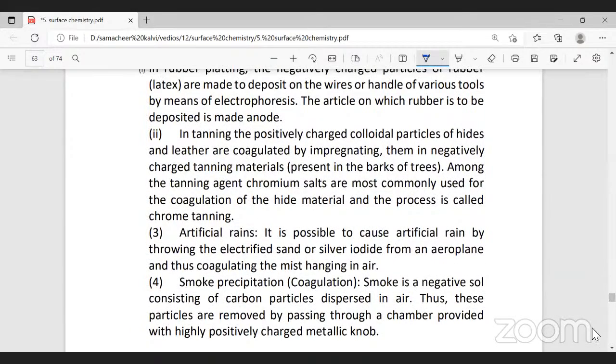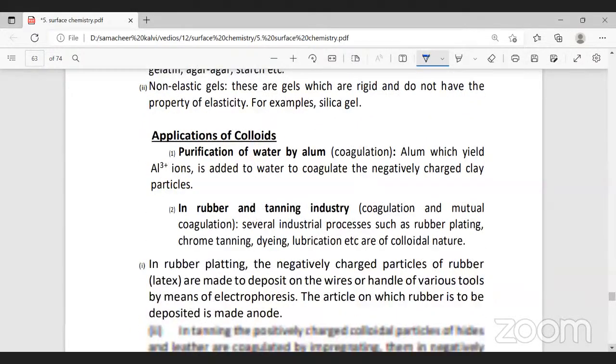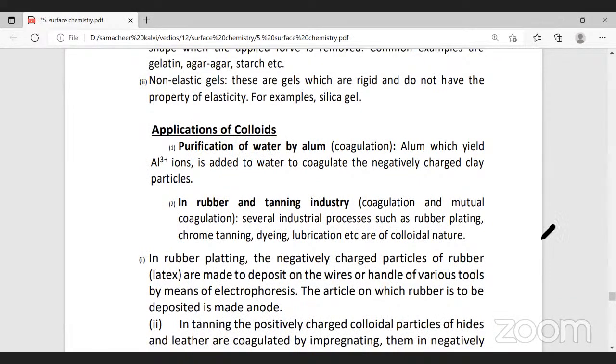Before we learn about the questions, applications of colloids is important. We will learn the applications of colloids. So applications of colloids, the first one is purification of water by alum. It's called coagulation.